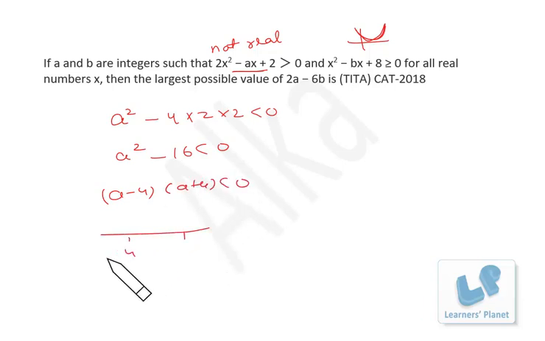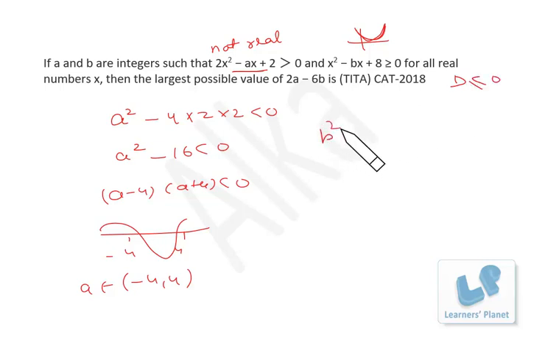So a should lie between minus 4 and 4, both of them non-inclusive, right? Similarly, x square minus bx plus 8, we want it to be greater than or equal to 0. That means b square minus 4ac, precisely the discriminant I am talking about. Do not get confused between a and b. The discriminant should be less than or equal to 0, because we can have this expression greater than or equal to 0. So the discriminant must be less than or equal to 0. So b square minus 4 into 8 should be less than or equal to 0. Okay.